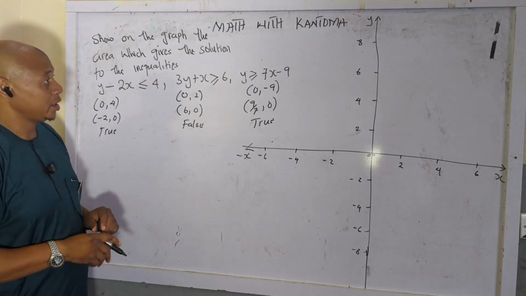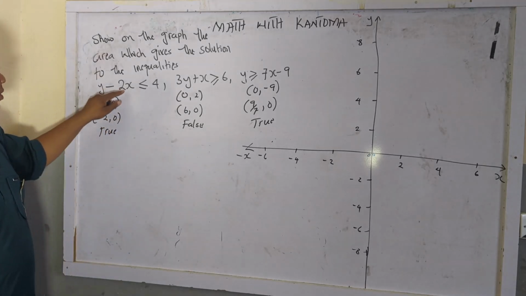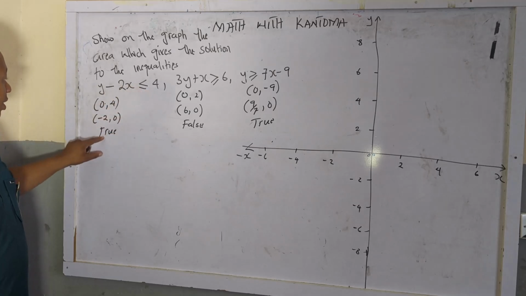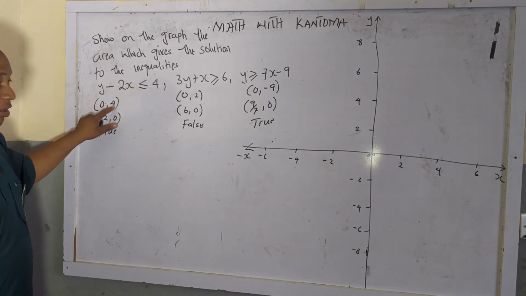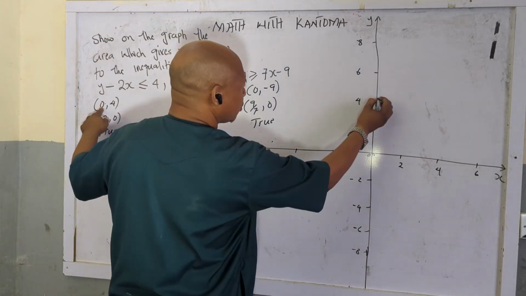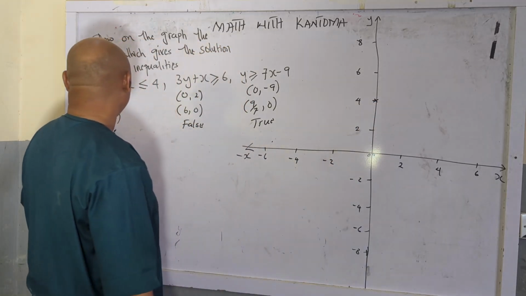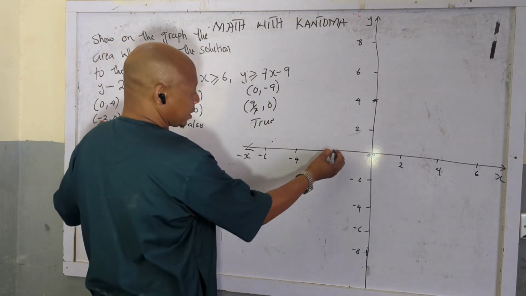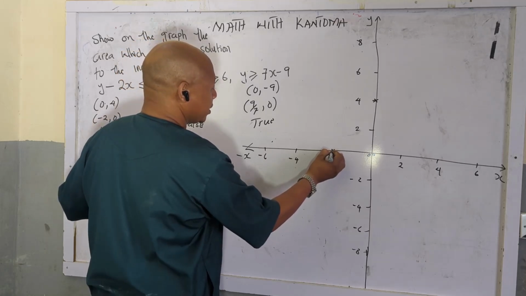So now is to plot our coordinates. The first graph, y minus x less than or equal to 4. I will say the condition is true. So now these are the 2 points. When x is 0, the corresponding value of y is 4. So at the coordinate, when x is 0, y is 4. So now this is the first point where they meet. Then the second point, when x is minus 2, the corresponding value of y is 0. So this is where they meet.